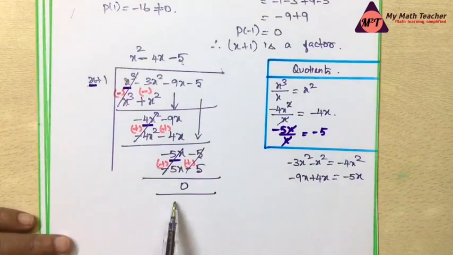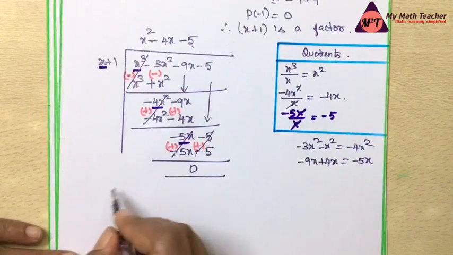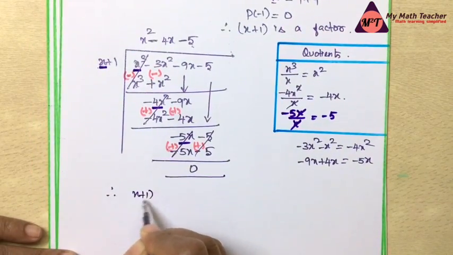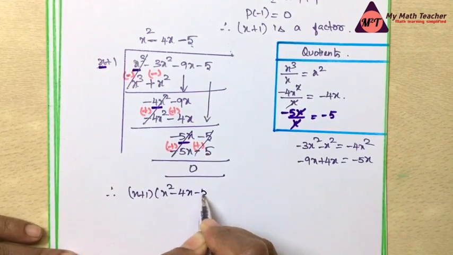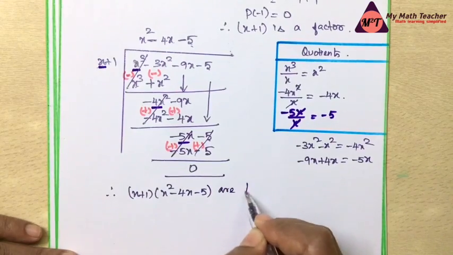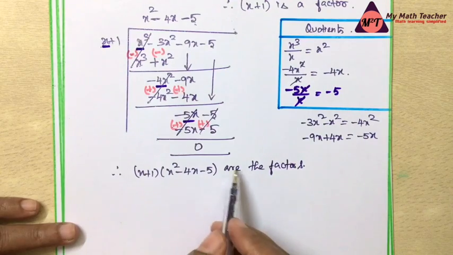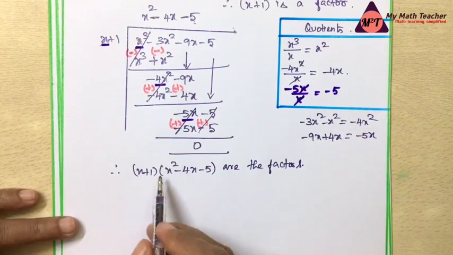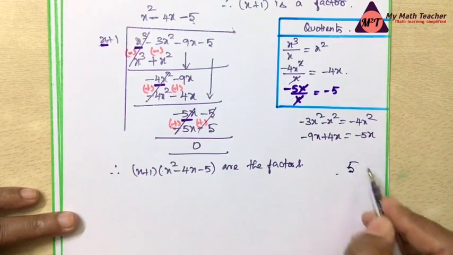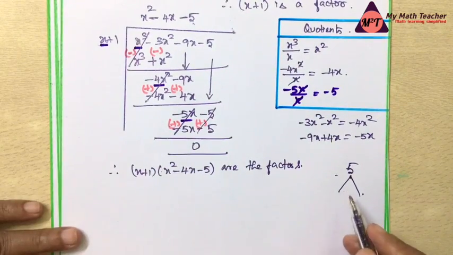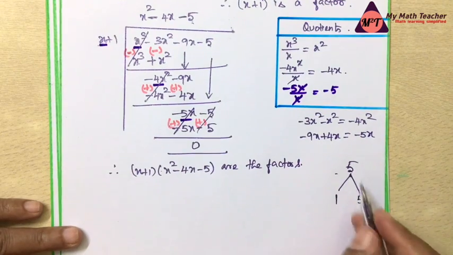Now when the remainder is 0, we can say both of them are factors. Therefore, x plus 1 and x square minus 4x minus 5 are the factors. We have to factorize x square minus 4x minus 5 also. How to factorize this? This is 1 here, 1 into 5, it is 5. Now you have to check for two numbers. When you multiply, you should get 5. Only one option we have got, 1 into 5 is 5.